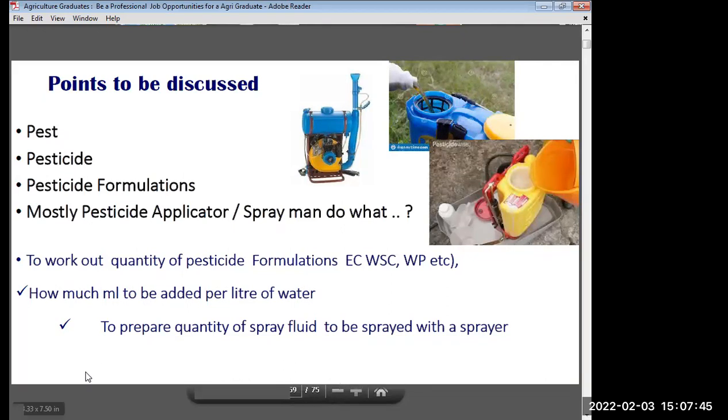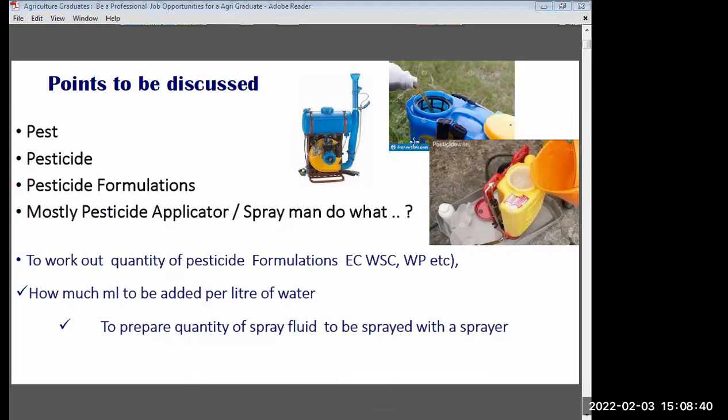Actually, the toxicant cannot be applied as such. We have to make a formulation so that it is easily mixable with water, so that we can apply it through the sprayer, because most of the toxicants are oily in nature. That oily nature has to be made mixable with water, with emulsifiers or solvents, etc. Then I have to deal with how the farmers or the sprayman do it in the field. Most of the sprayman do what is described here.